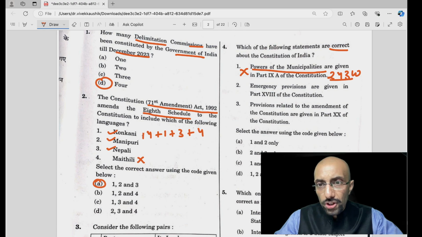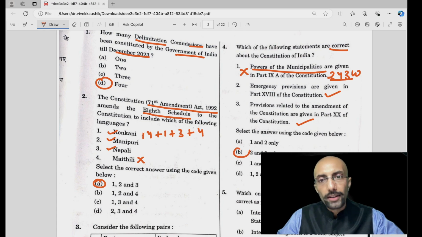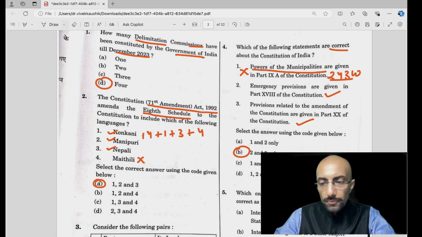Second, emergency provisions are given in Part 18 of the Constitution. This is correct. Provisions related to the amendment of the Constitution are given in Part 20 of the Constitution. This is also correct. So the answer of the fourth question will be B, 2 and 3 only. Next question.